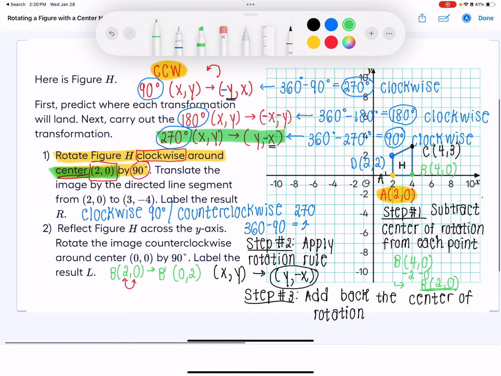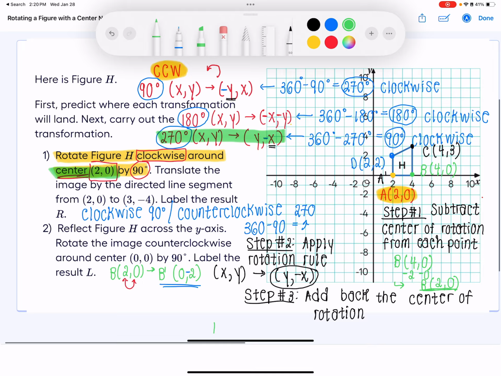And now what I want to do is write the opposite sign for my new Y value. So that's going to be a negative right here. So I have B prime is (0, -2). That's step number 2 after applying the rotation rule. Step number 3 is add back the center of rotation.